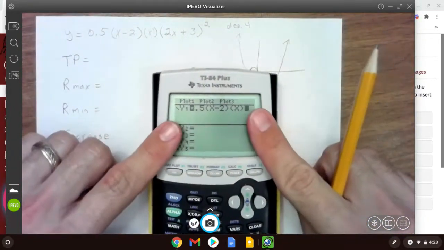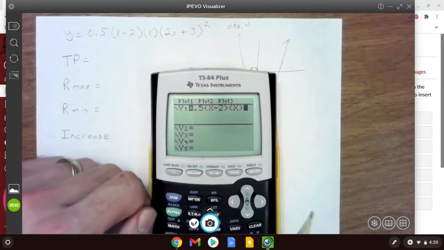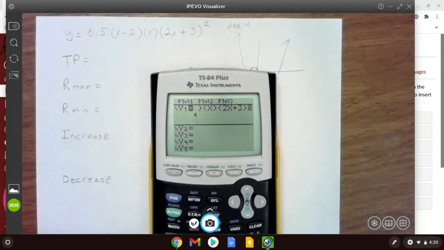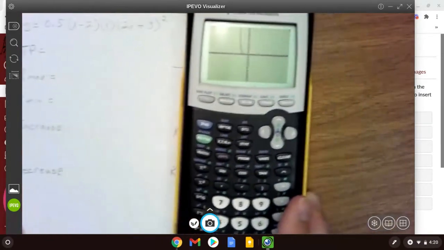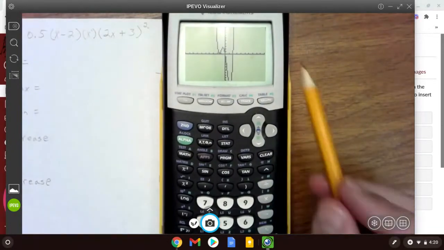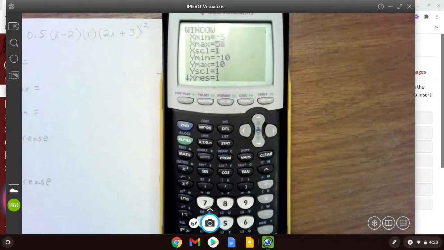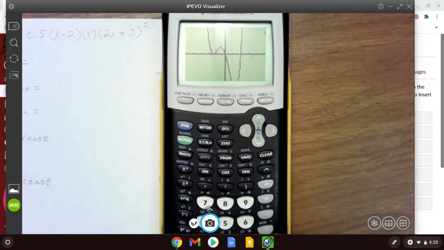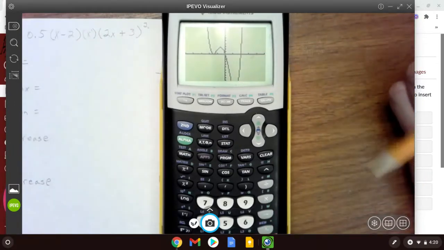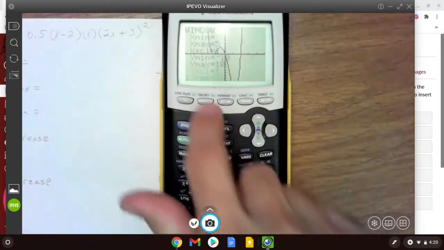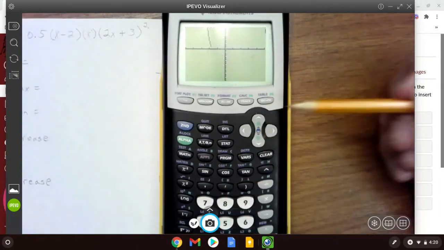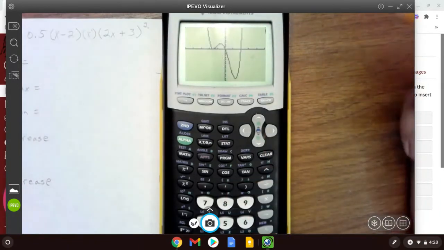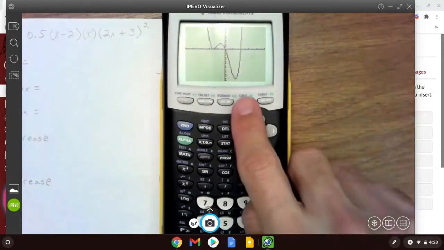I've almost got it typed in here: 0.5x minus 2, and I just need to do the 2x plus 3 squared. Zoom standard. Again, I'm going to change my window: negative 5 to 5 for the x values. Graph that. A lot better picture. See how I'm missing some down here? I'm going to make my y minimum further down, to negative 15, that way it goes down further. That'll do it.